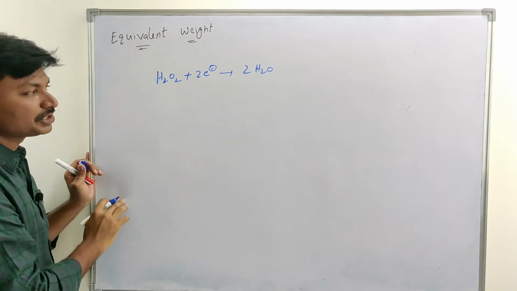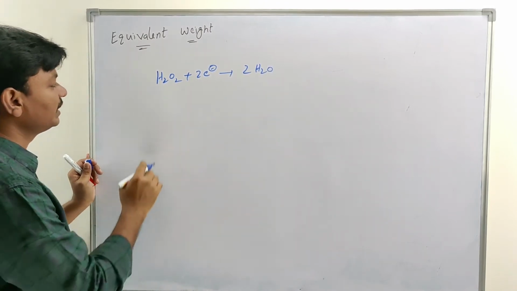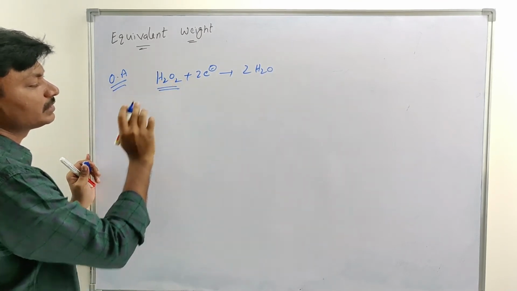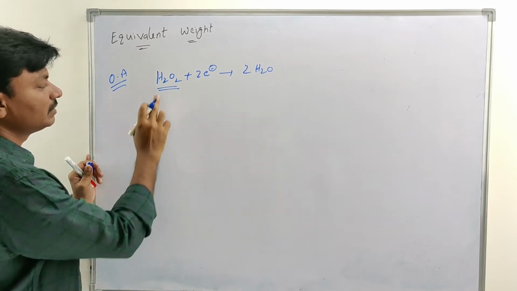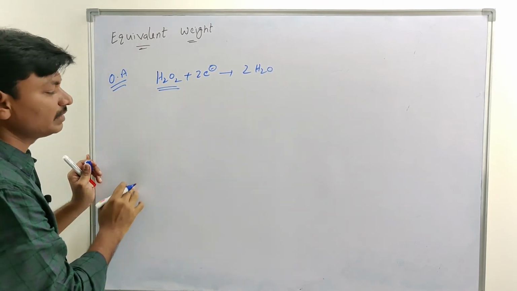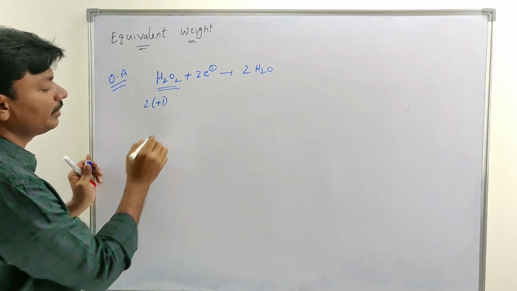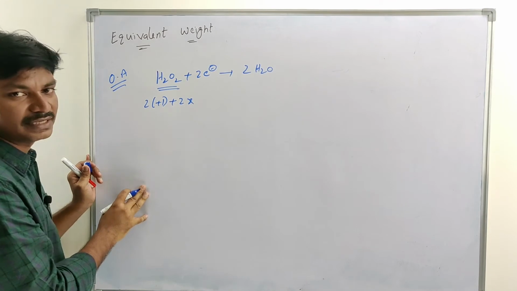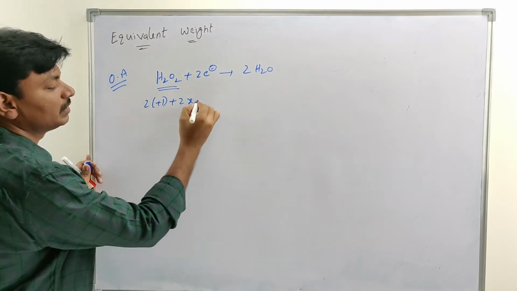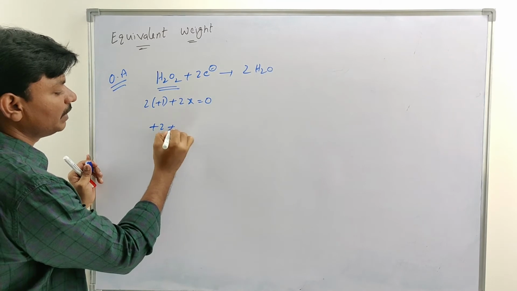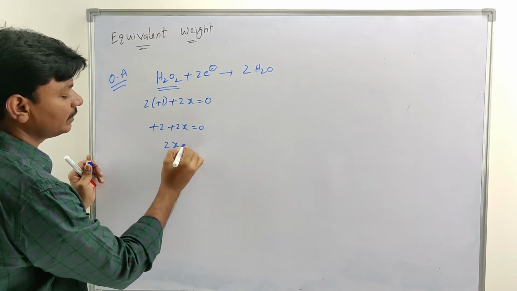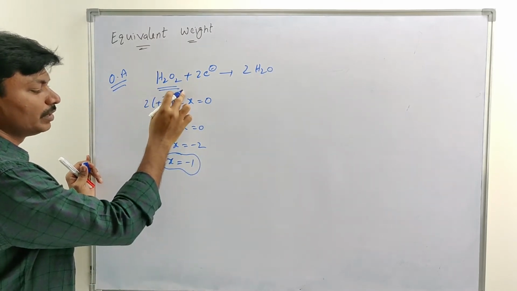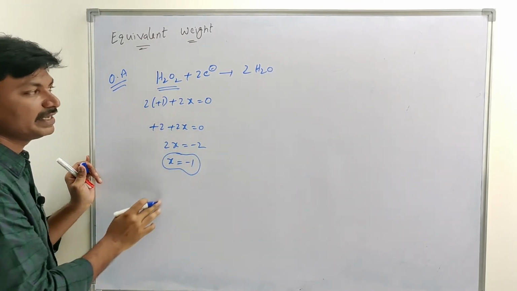In this reaction, H2O2 acts as an oxidizing agent. That is, in oxidizing agent reactions, the oxygen atom oxidation number in H2O2 will be -1. Here 2 hydrogen atoms are present, so 2 into each hydrogen oxidation number +1, plus 2 into X, because 2 oxygen atoms are present in the H2O2 molecule, equal to 0. Plus 2 plus 2x equal to 0, 2x equal to -2, X equal to -1. That is, in H2O2 the oxygen atom oxidation number will be -1.